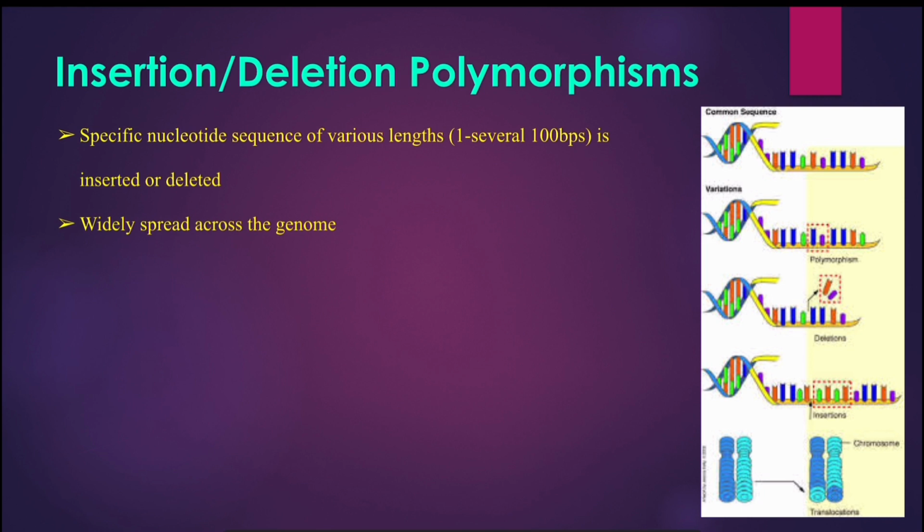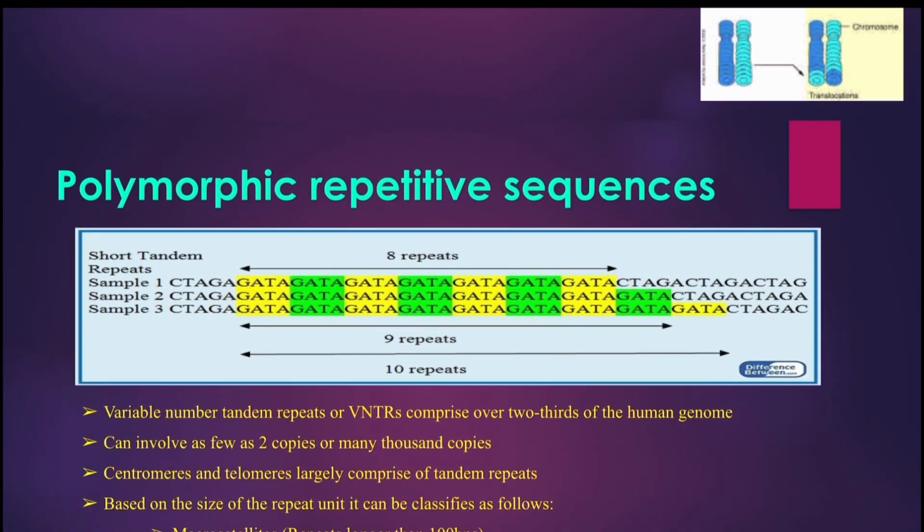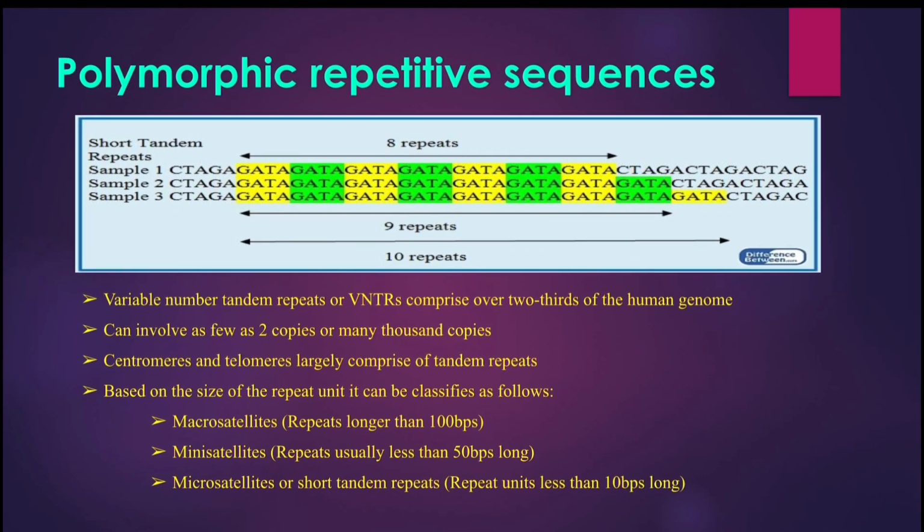It is a type of DNA variation in which a specific nucleotide sequence of various lengths, ranging from 1 to several hundred base pairs, is inserted or deleted. Indels are widely spread across the genome. Move on to the next type, polymorphic repetitive sequences.